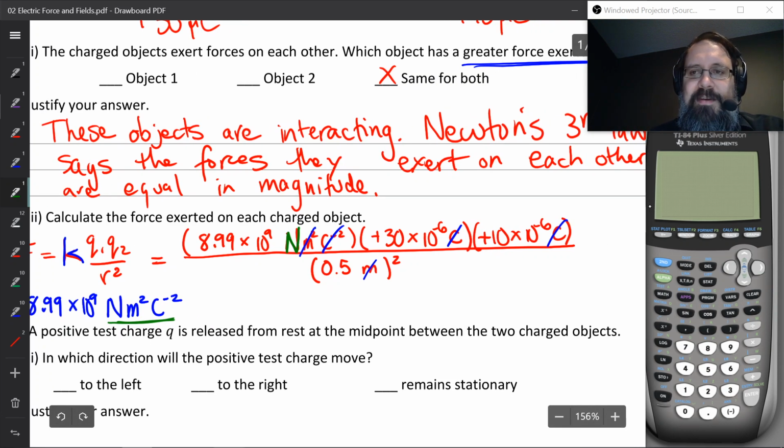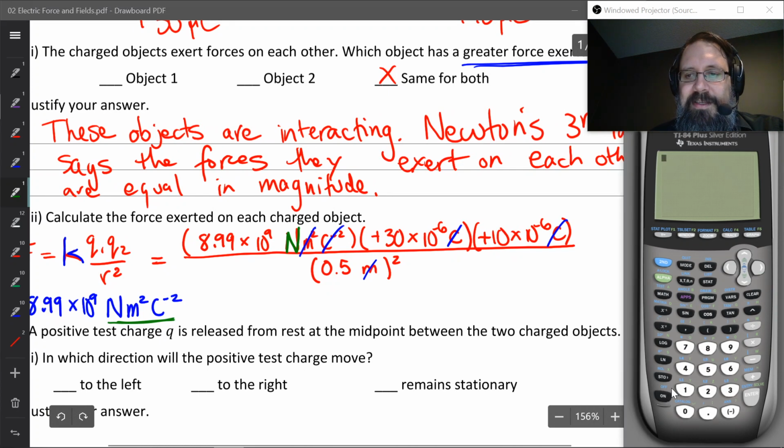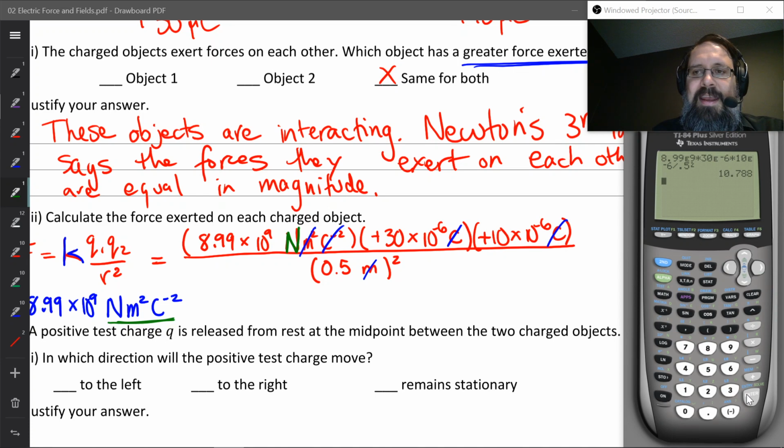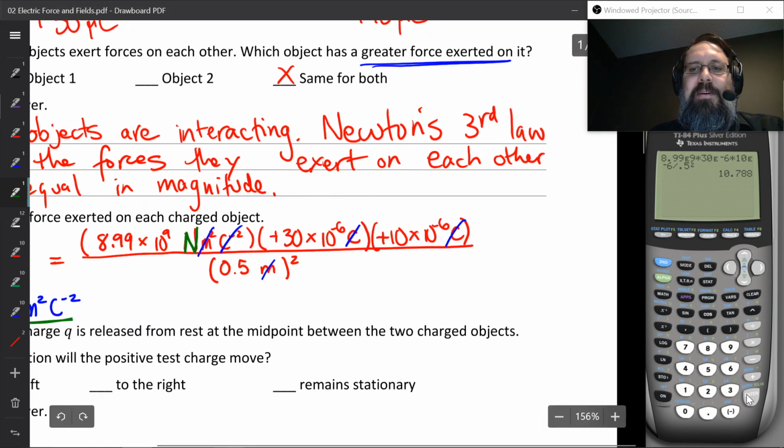Okay, so now we just have to grab our calculator and start plugging in these numbers. 8.99 times 10 to the ninth power multiplied by 30 times 10 to the negative 6, multiplied by 10 times 10 to the negative 6. And then all of that is divided by 0.5 squared. And so I get 10.788. Let's just do it to 2 sig figs. So we can say that the force is about 11 newtons.